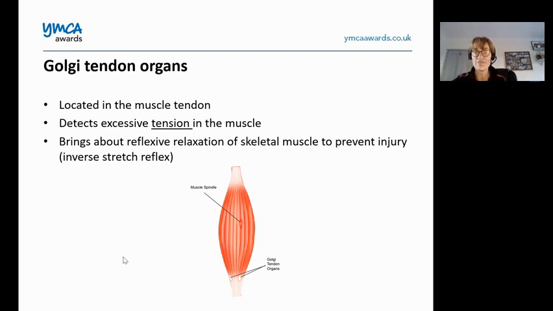So it's another reflex action. It's the opposite of the stretch reflex. Almost when there's too much tension, you just get a reflexive relaxation. And this again is done in order to prevent damage to the muscles. So this picture shows the location of the muscle spindle and the Golgi tendon organs.